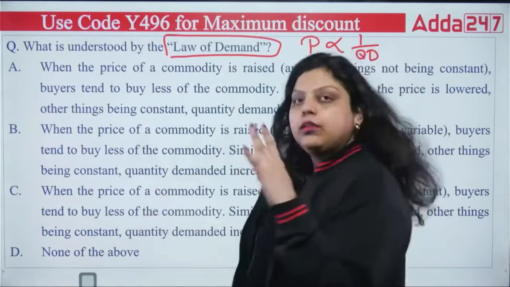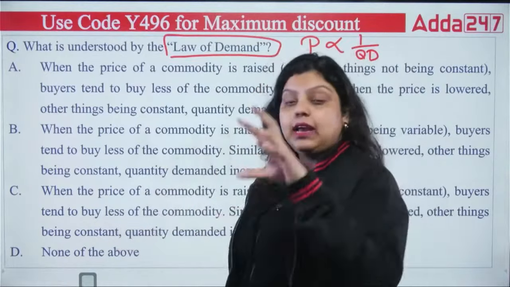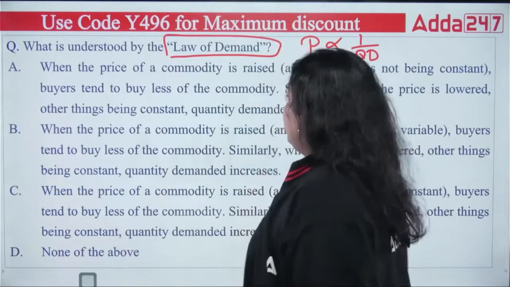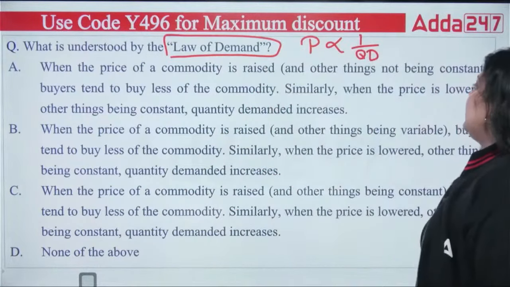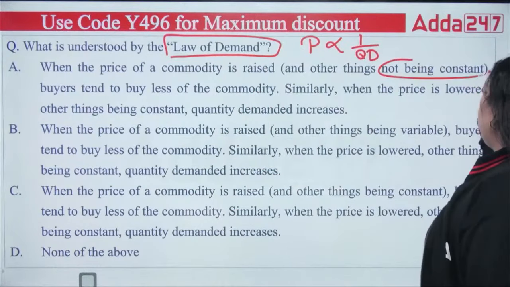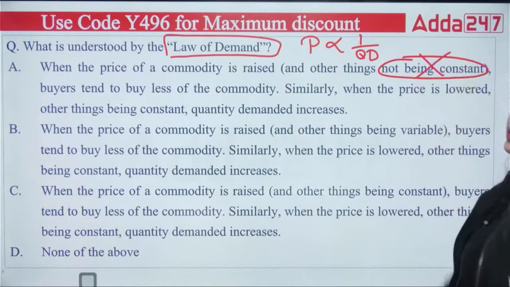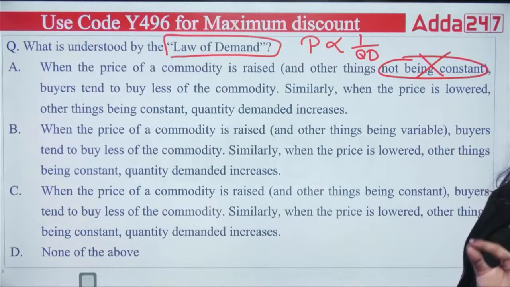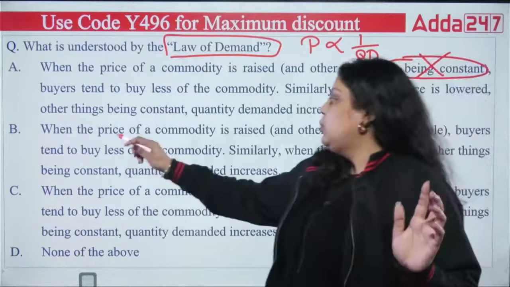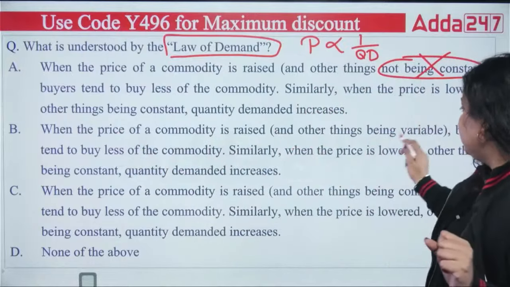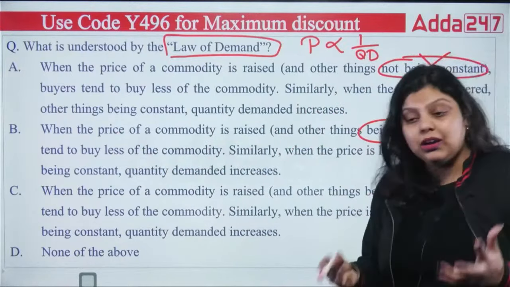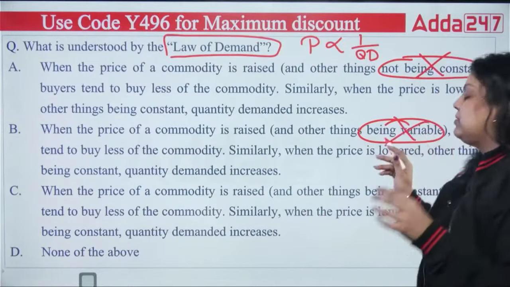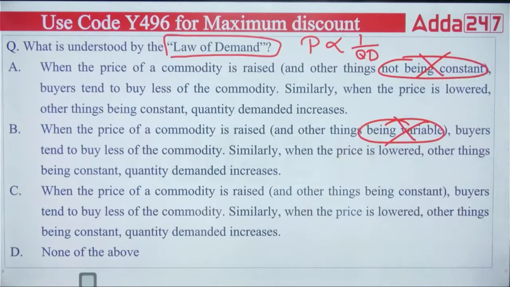So let's start with the first option. We will eliminate options first. When the price of a commodity is raised and the other things not being constant. After seeing that, I will say this is not the right answer, because other things have to remain constant. So the first is not correct. When the price of a commodity is raised and other things being variable, you do not want things to be variable, you want things to stay constant. So the second is also wrong.